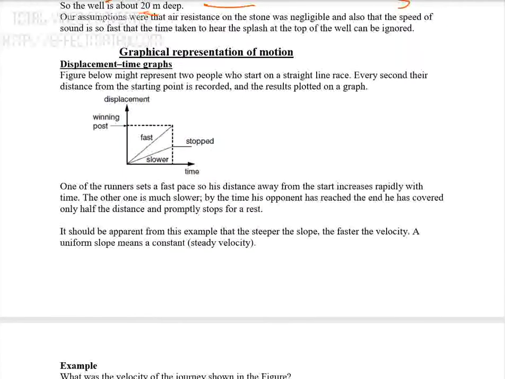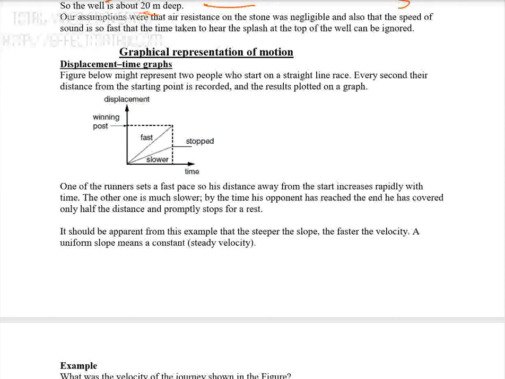Okay, the other thing is graphical representation of motion. We have two types of graphs, actually three. We will see two types of graph, that is the displacement-time graph and the velocity-time graph. We will see that, but we have another graph, that is the acceleration-time graph. Therefore, let us see first the displacement-time graph.